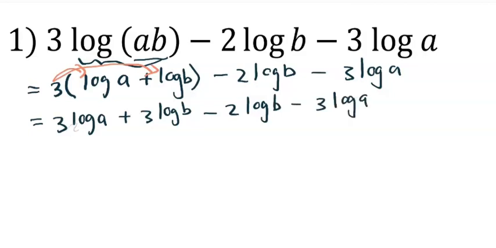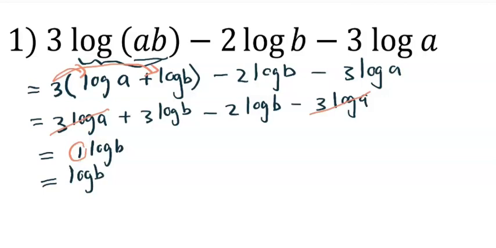I can see this 3 log a and that 3 log a gives us 0, and then if I add, I get 1 log b. I don't write the 1, so I will just write log of b. And in this case it's base 10 because it did not say.